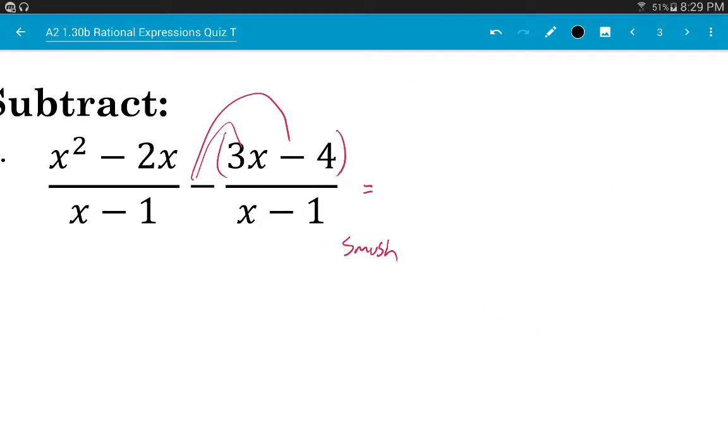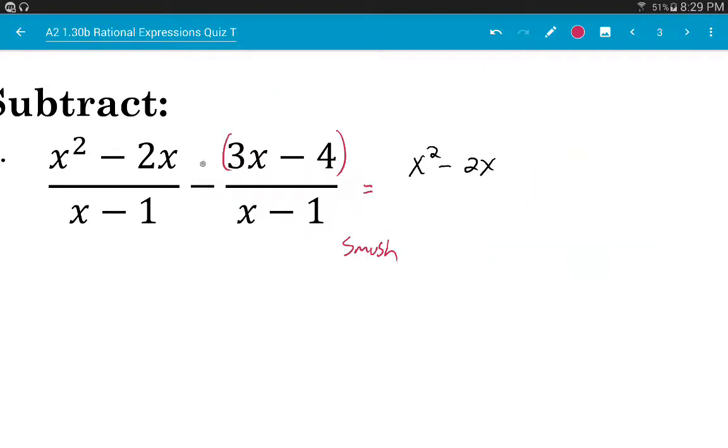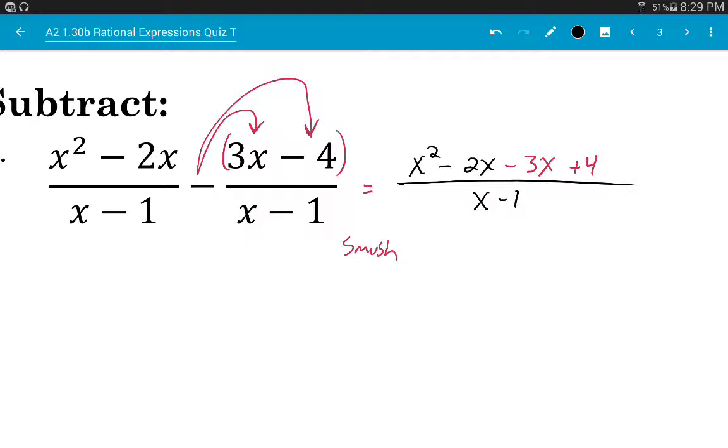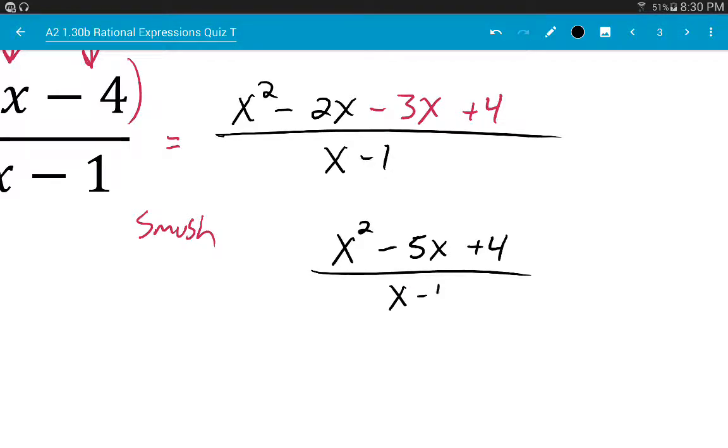So let's see. X squared minus 2x minus 3x minus a negative 4, so that's plus 4, is all over the same denominator of x minus 1. Let's combine some like terms up top. This is going to become x squared minus 5x plus 4 all over x minus 1.